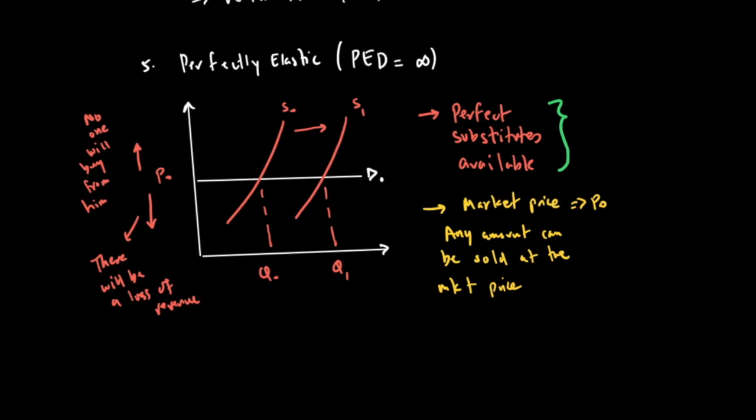So basically, consumers have tons of choices to switch. There is no brand loyalty whatsoever. And why will that be? Because there is a perfect substitute available, so there is no brand loyalty, and so switching is extremely easy.